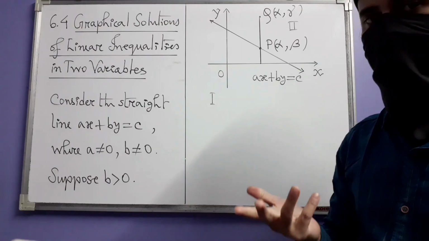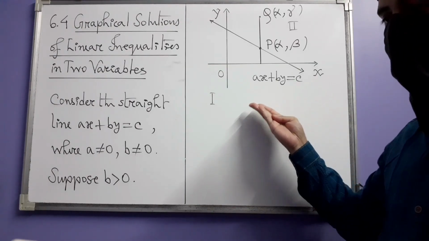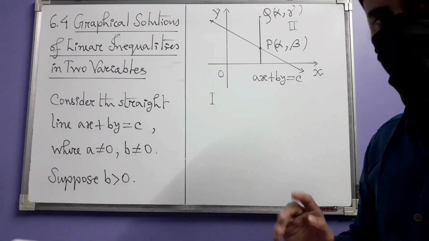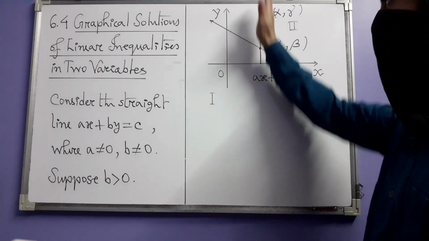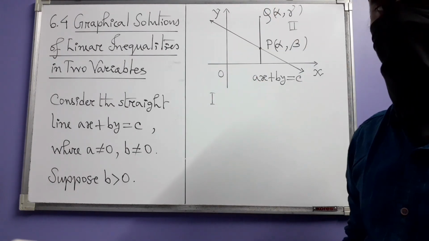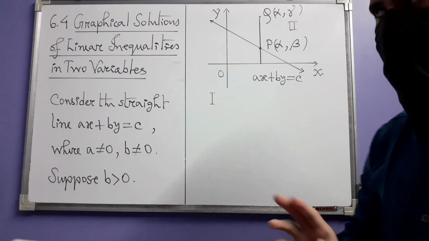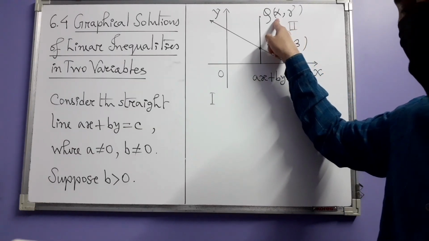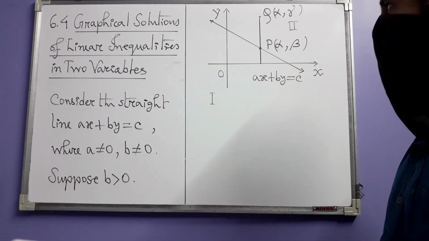You may ask me the question, what would happen if Q is chosen here? In that case also you draw a perpendicular from Q on the x-axis so that it intersects this line at some point, let that point be P. Obviously the x coordinate of P will be the same as the x coordinate of Q, alpha, but the y coordinate is something else, say beta.